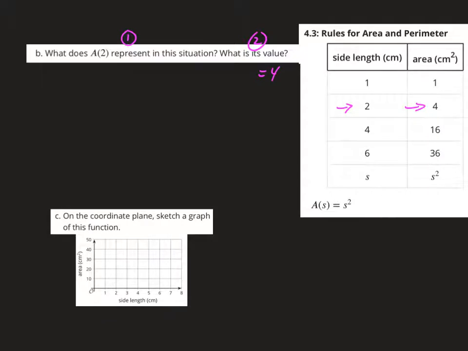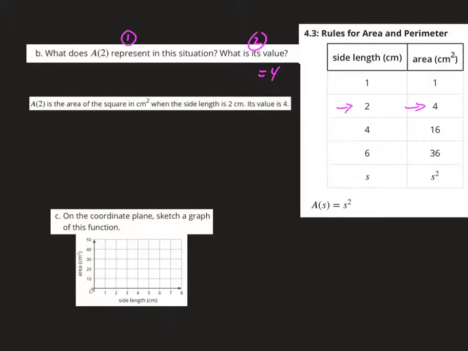A of 2 represents the area of a square with a side length of 2. Again, A of 2 is the representative of the output. The input itself is 2. So what does A of 2 represent? It is the area of a square in centimeters squared, or square centimeters, when the side length is 2. A of 2 is the area of the square when the side length is 2. And its value is 4.